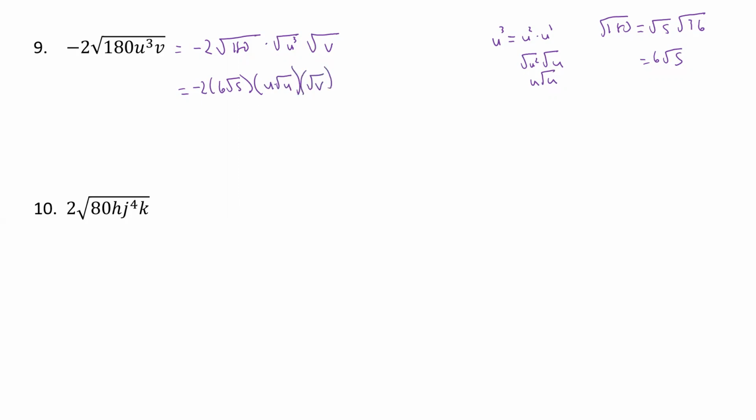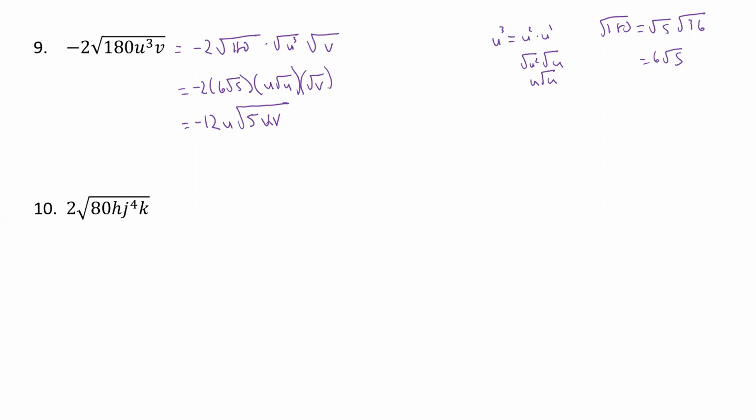Now we can multiply across. So 2 times 6 is 12, so it's going to be a -12. We have a u also out here. And then under the square roots, we have 5 times u times v, so we'll have 5uv. Okay. And so that should be this number here broken down as much as possible: -12u square root of 5uv.